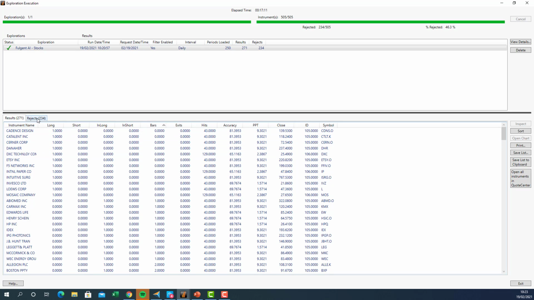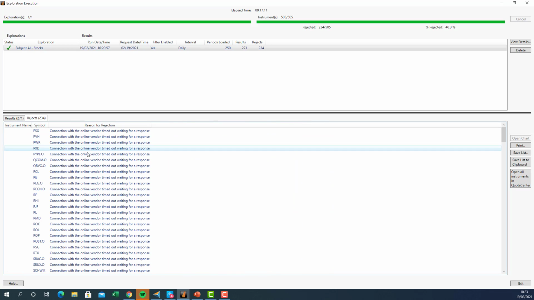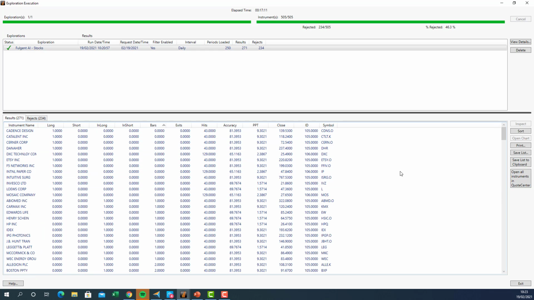We have 234 rejects, which means there isn't really a recent signal or an open signal in the AI. And we've got 271 where a signal has fired, and we can see mostly longs. There's not many shorts around. Alright, so we're going to go through the first few here, just to illustrate how to go through the list.